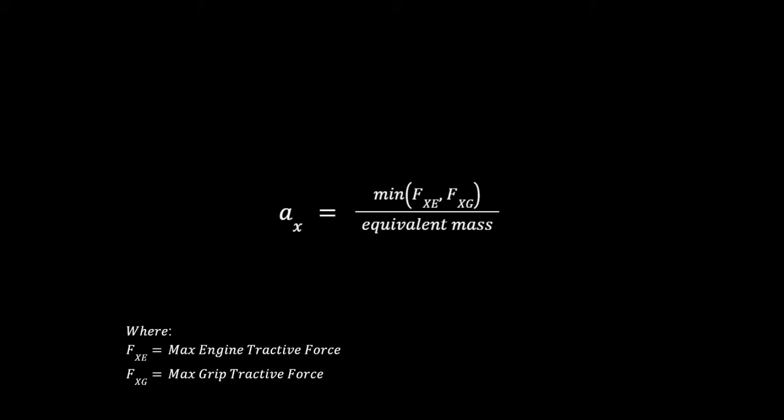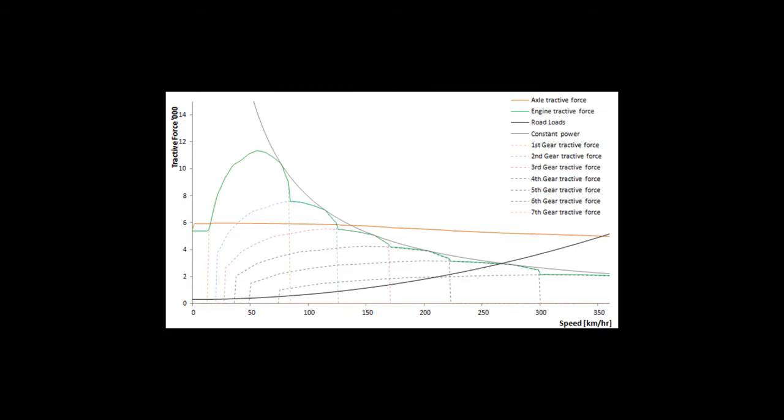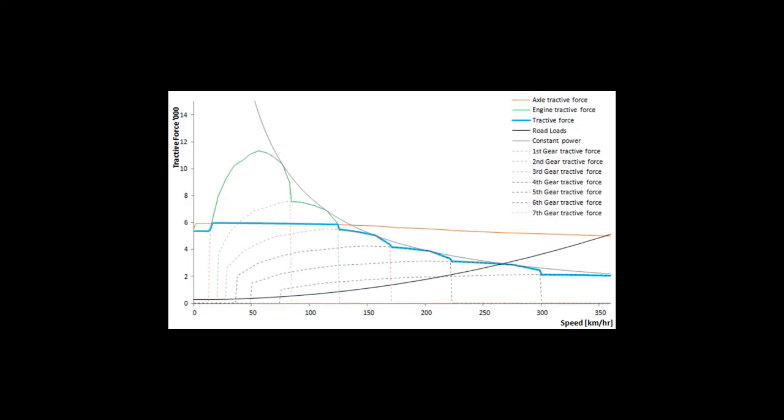From here, it isn't too hard to calculate the different distances covered over time, or time to a distance or speed. So we now have all the info we need to create the tractive force graph and then plot the tractive force available to the driver. The orange line is the axle tractive force and the blue is the tractive force available to the driver. In this example, we are grip limited at the start, so the tractive force available to the driver follows the axle tractive force, but after here, we are power limited, so it now follows the engine tractive curve.